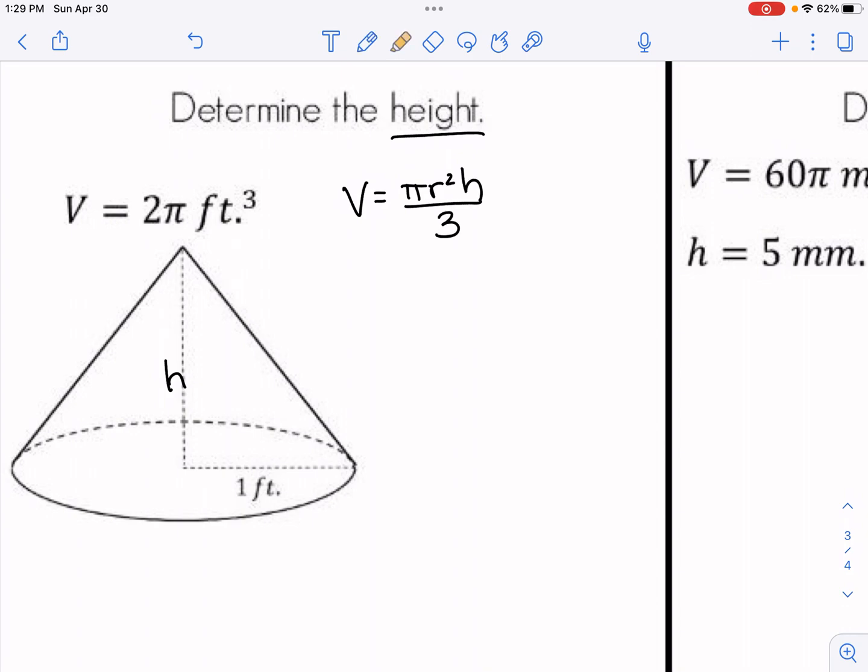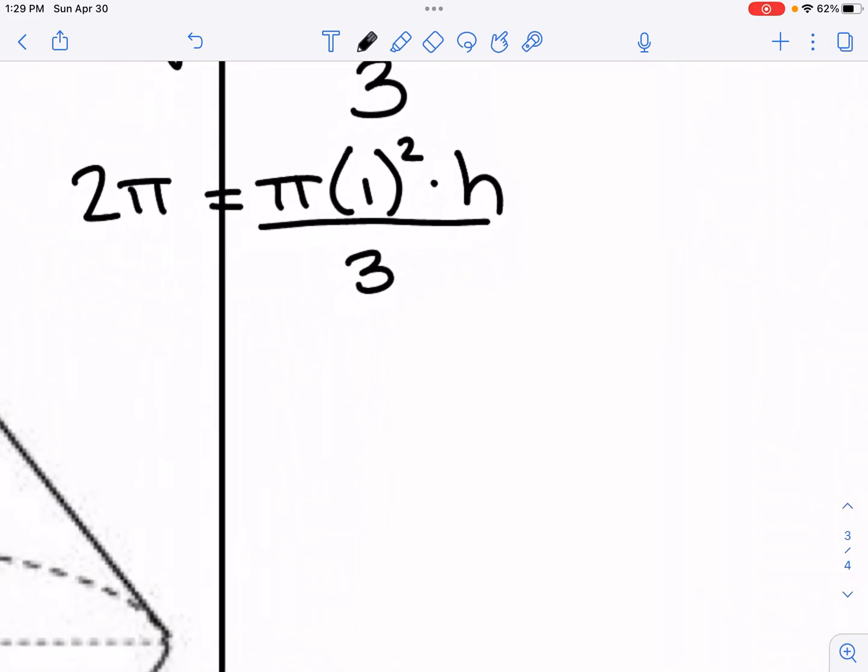It looks like the volume is 2 pi cubic feet, and the radius is 1 foot. So let's plug in what we know. We know what V is, which is 2 pi. And then off to the right, we know that the radius is 1. And we don't know what height is, so we're going to keep h there.